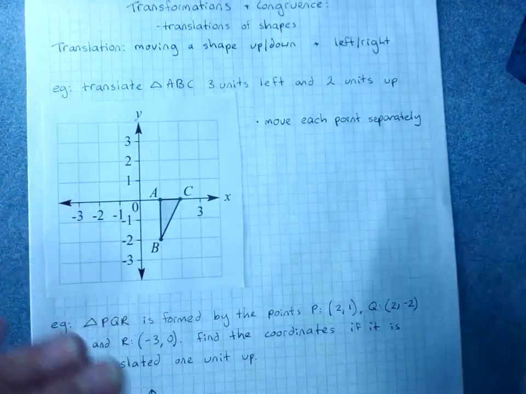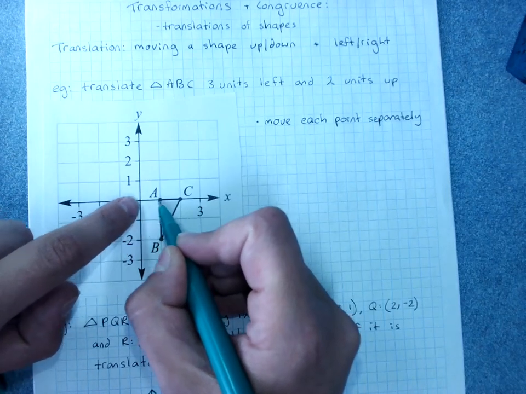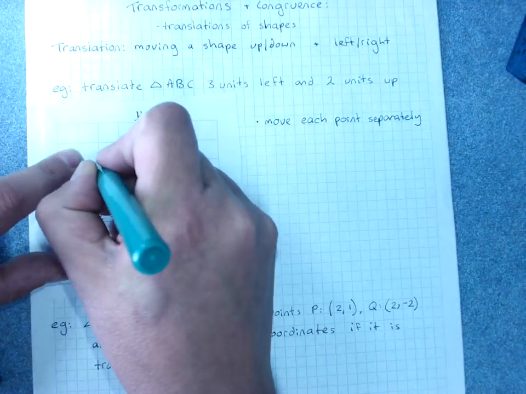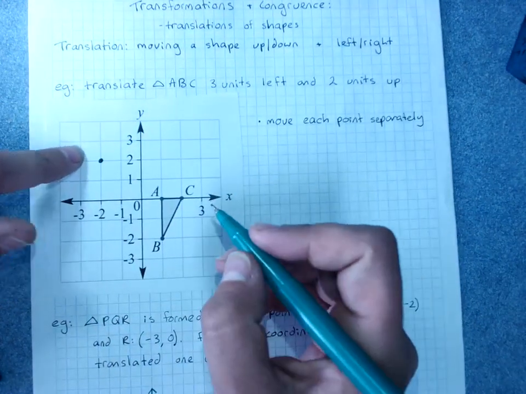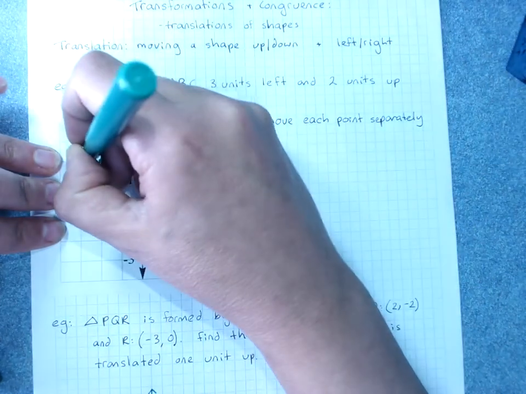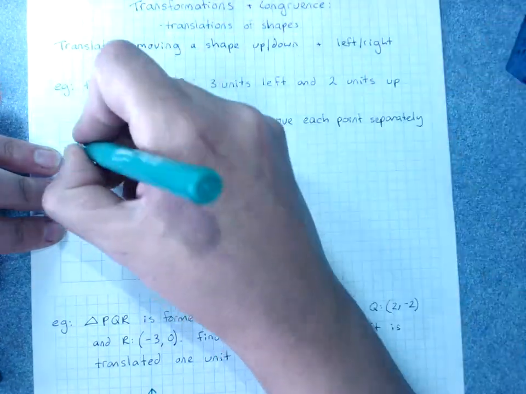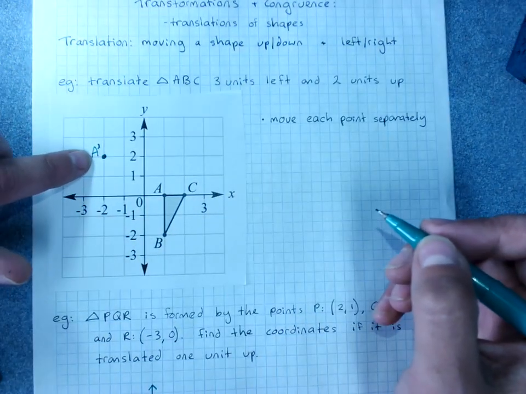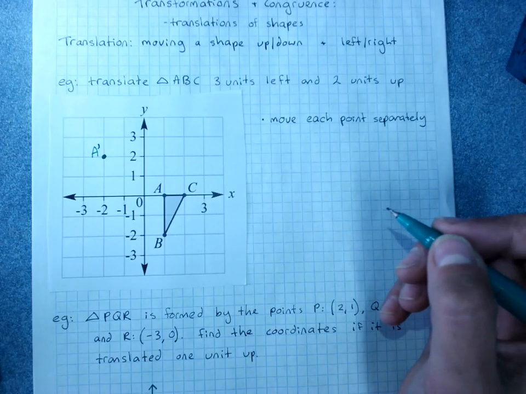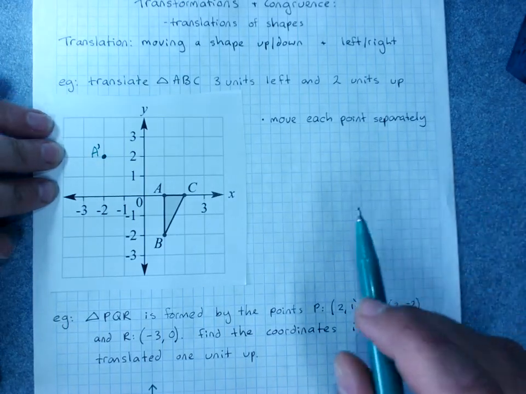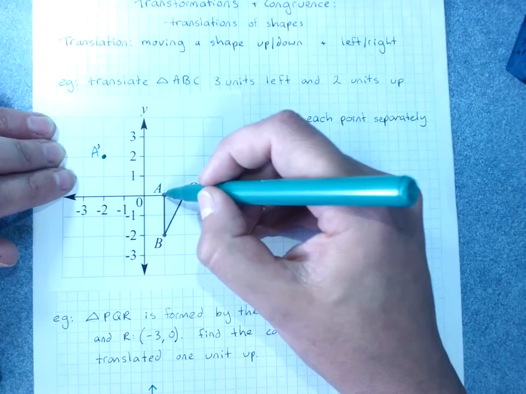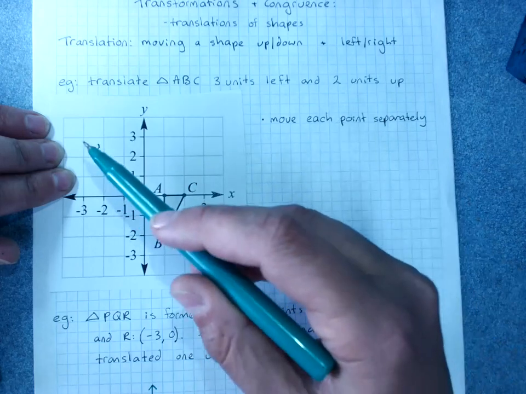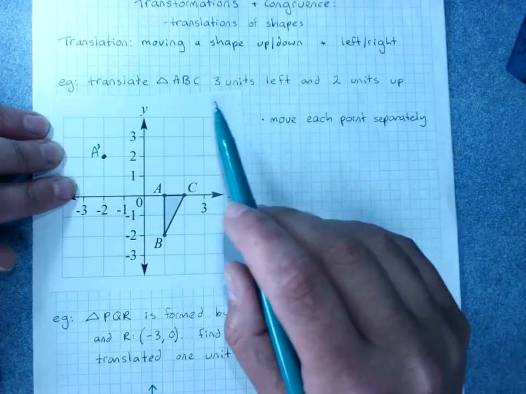So, point A, 3 units left, 1, 2, 3, and 2 units up, 1, 2. The new point A will be there, and we label it as A with a little apostrophe, and it kind of means changed A. There's a lot of different ways we use that apostrophe, but that's one way of using it. So we've moved A. Now you can probably see where B and C are going to go based on where A has ended up, but we'll just check.